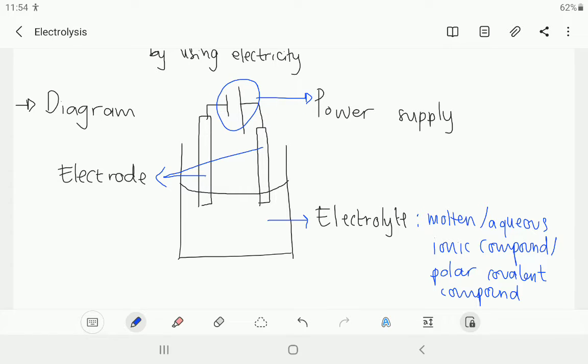The power supply gives the electrons that will move from anode to cathode. And then from the cathode it goes to the solution, and then the reaction happens at the anode and it goes back to the power supply. So electrons are moved around like a cycle.